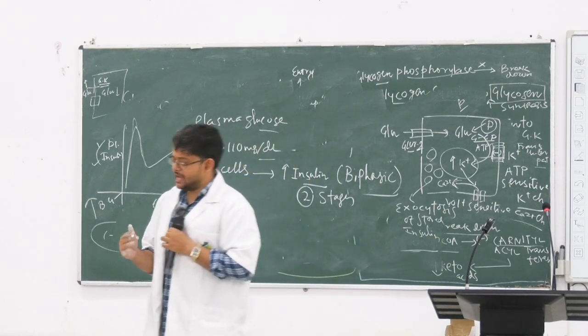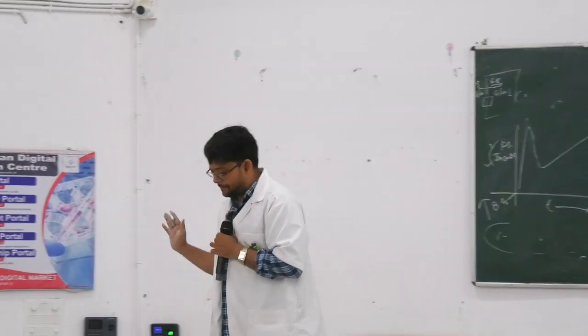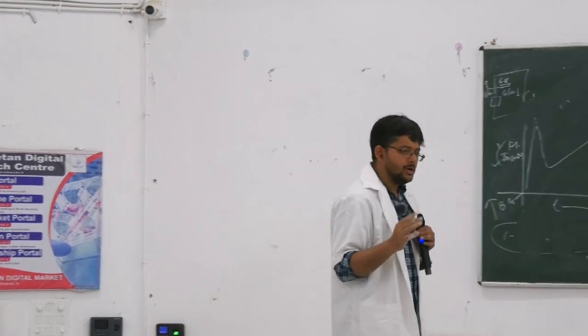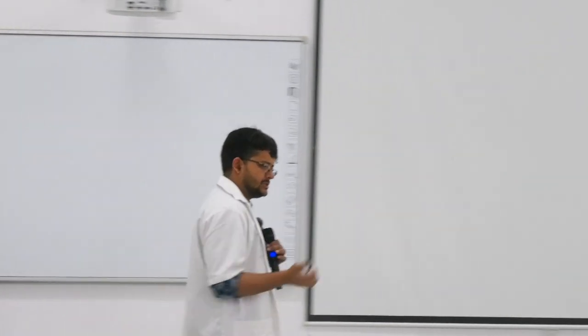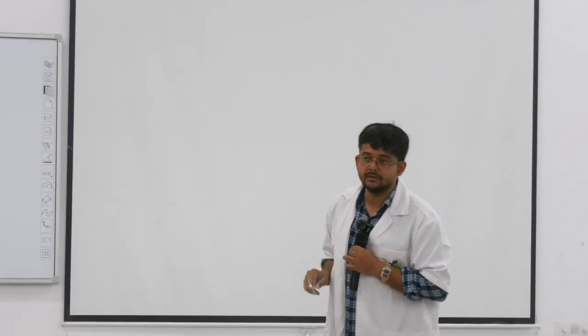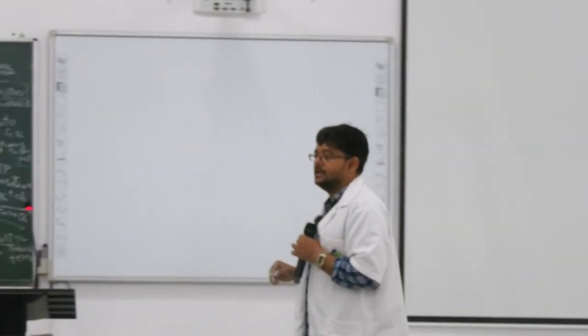So the initial batch of insulin granules open depending on the rise in calcium by the process of exocytosis. This explains the initial peak.